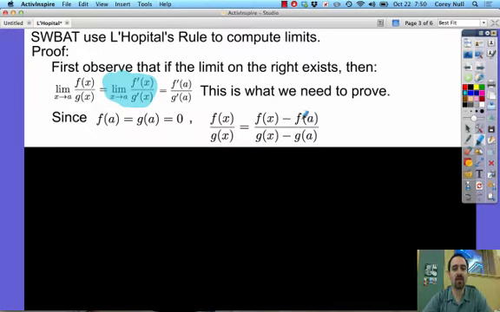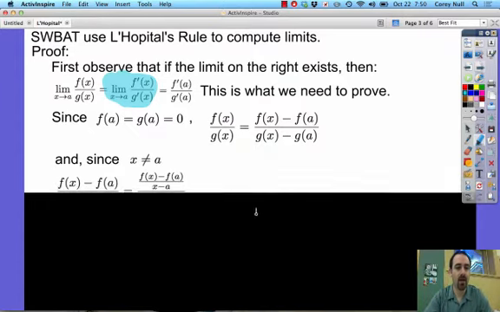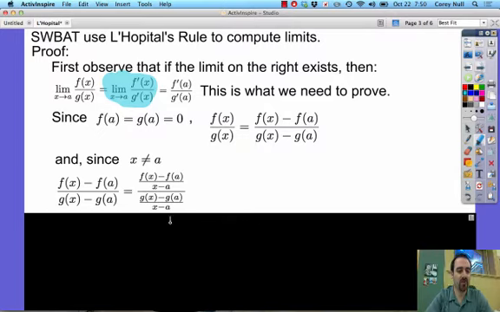So these are the same because our statement is that if I plug in f of a, I get 0, and if I plug in g of a, I get 0. Since x does not equal a as x approaches a, I can actually introduce this other term. So here's my statement here. It's the same that I have right here. I just rewrote it right here.